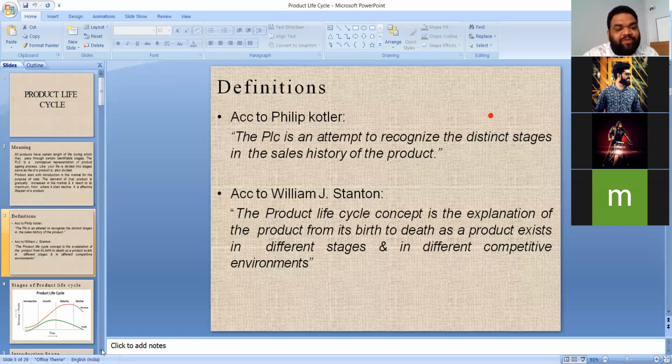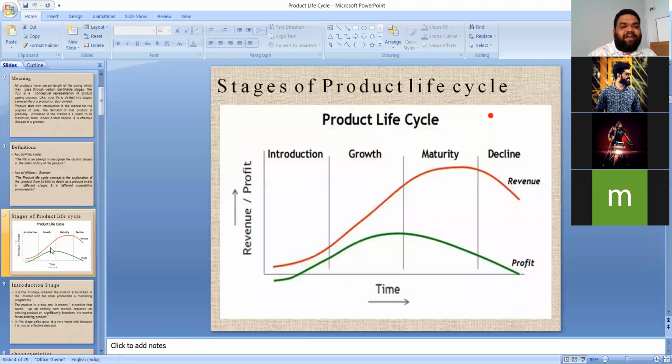Now let us see this graphical representation of PLC, that is, the stages of a product life cycle. As you know, every time we take the relation between revenue or profit and time. On the x-axis it is taken as time, and on the y-axis, revenue and profit. The four stages we have are introduction stage, growth stage, maturity, and decline. But in some textbooks we can see another stage between maturity and decline, which we call the saturation stage.